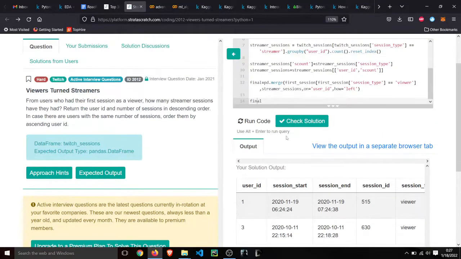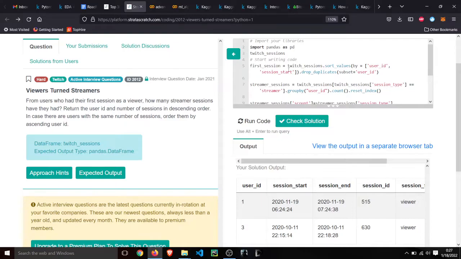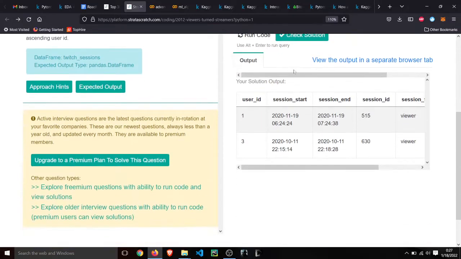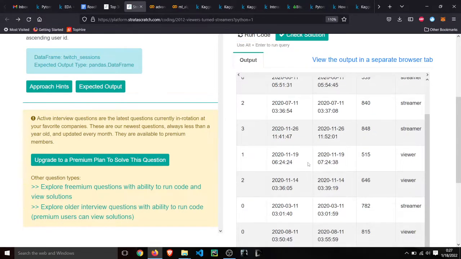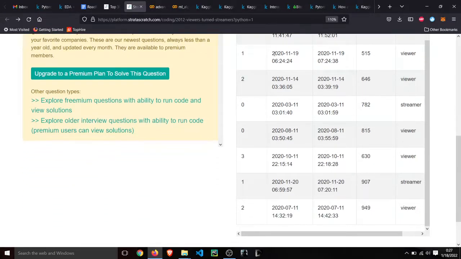Let's confirm this. How can we confirm this? By running this. Okay, so for user 1 we have two entries. The first entry is 19th of November and the second entry is 20th of November, and we can see the first entry is as a viewer and the second entry is as a streamer, so 1 should be in our answer. Let's look at 3.